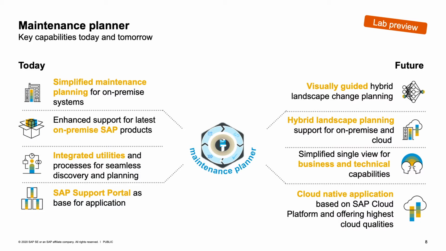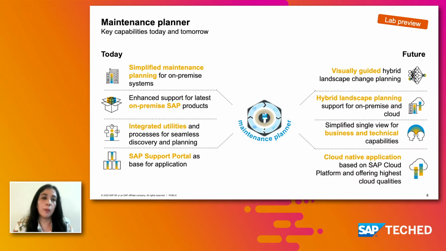A quick view on what we have today and the future direction of Maintenance Planner. So we have been supporting all kinds of software changes. We have been trying to address all the pain points around that. Going forward, we intend to provide visually guided planning capabilities. We have already delivered landscape visualization feature, as I mentioned, and that's a step in that direction. So far, Maintenance Planner supported on-premise scenarios. Going forward, we intend to support hybrid use cases.